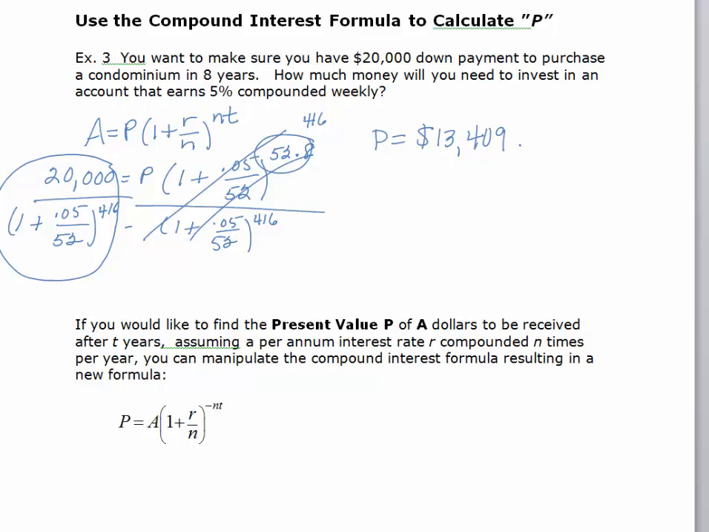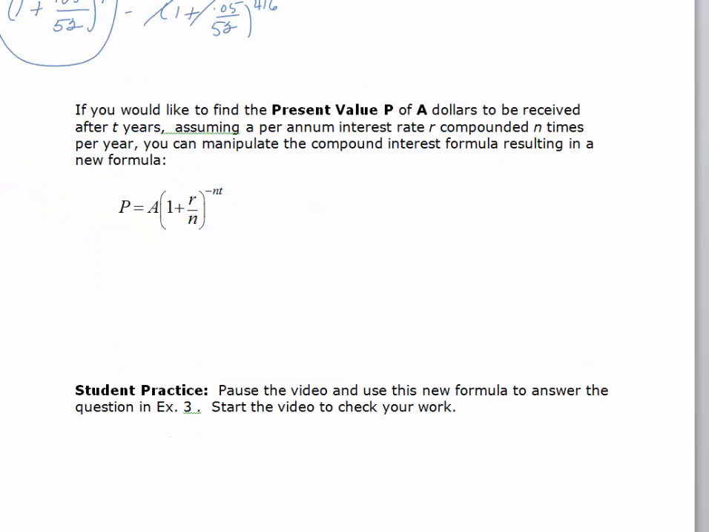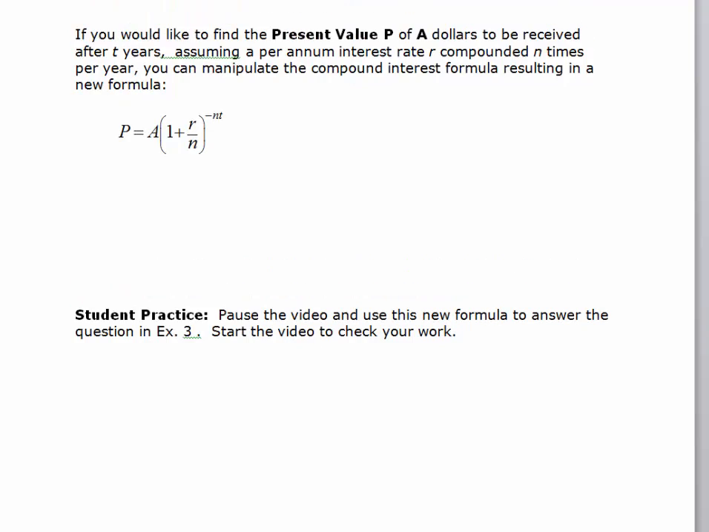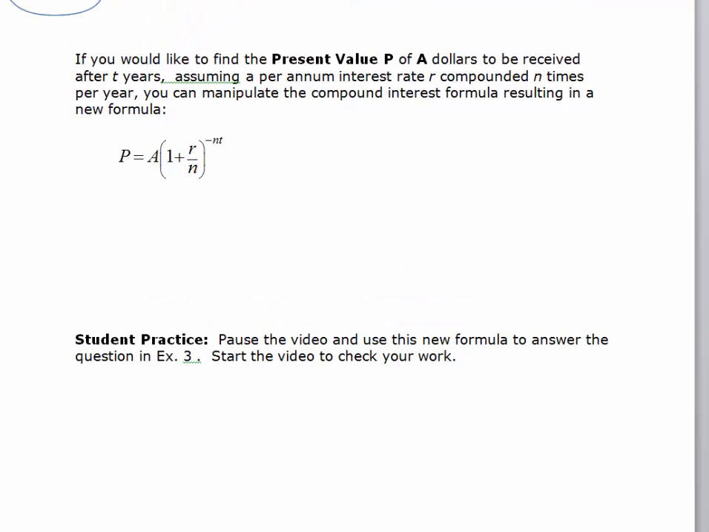Now, this is one way to solve a problem like this when you don't know P. You can just plug into the original formula. But there is another option, and that is to actually manipulate the formula first. And so there is another formula that states that P equals A times (1 plus R over N) to the negative NT. And I just want to show you where that came from.